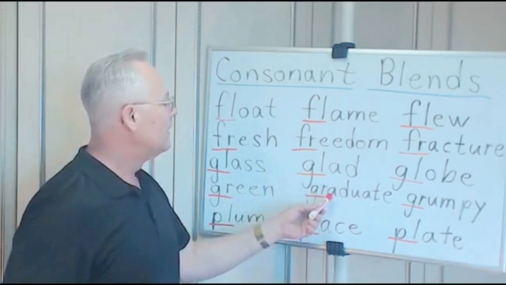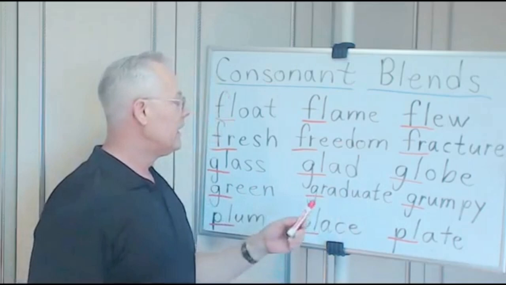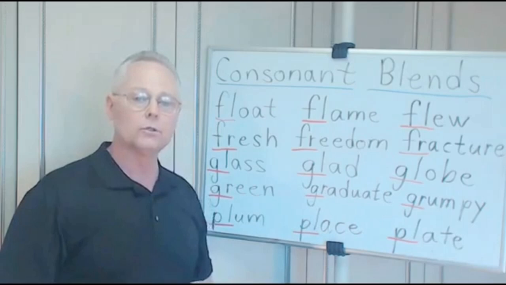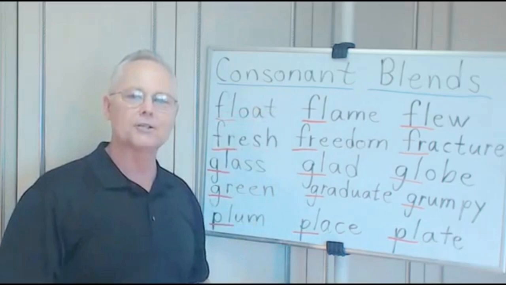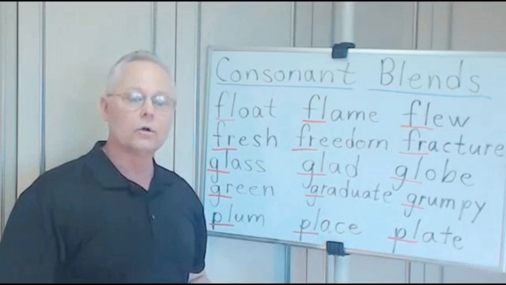Graduate. What's a graduate? How about a graduate student? That's someone who's going to a university, and they're probably just about to get their master's degree, or they just got their master's degree. They're called a graduate student, right? Now, the next level up above a graduate student would be someone who's going for their PhD, their doctorate.